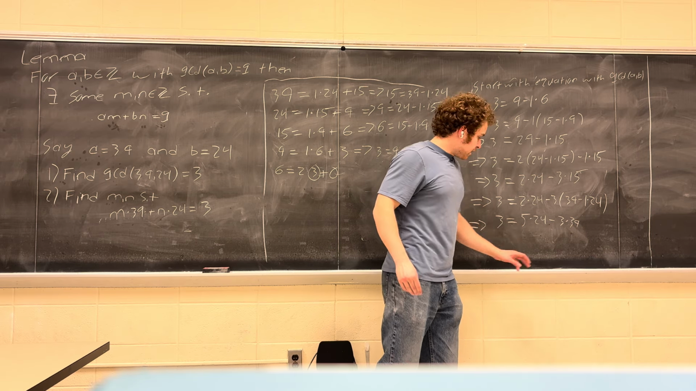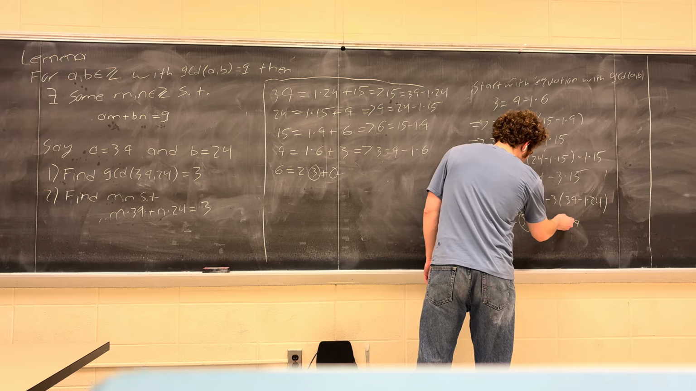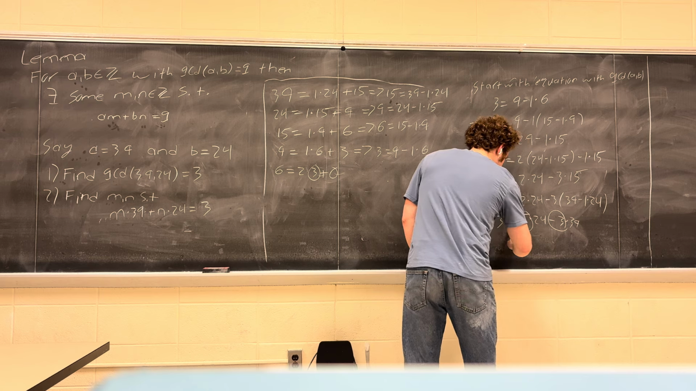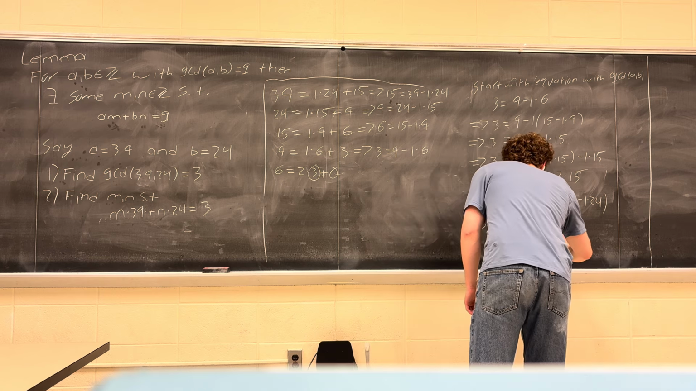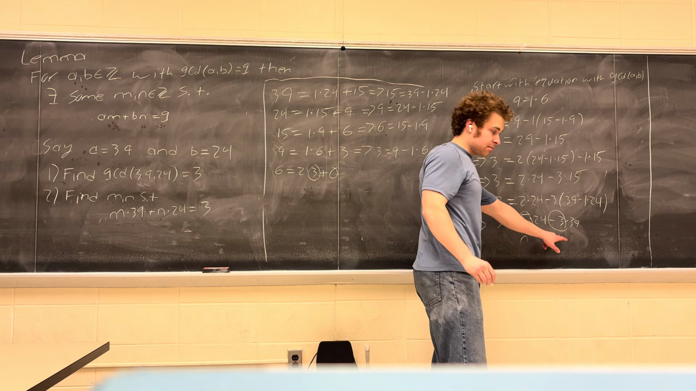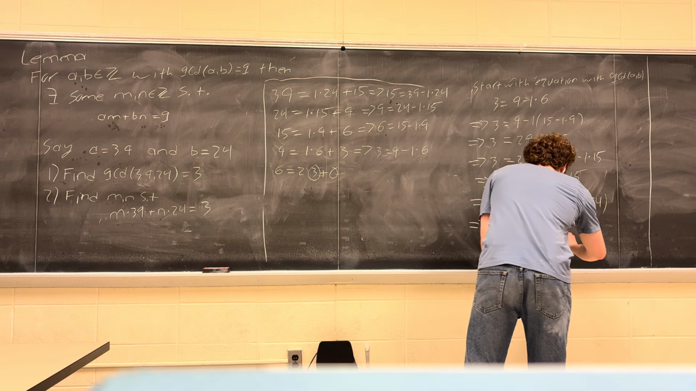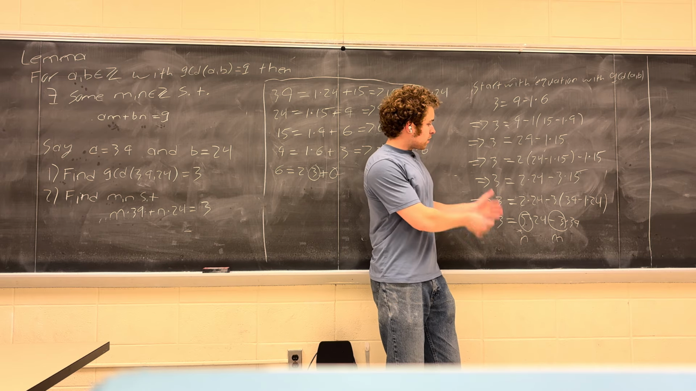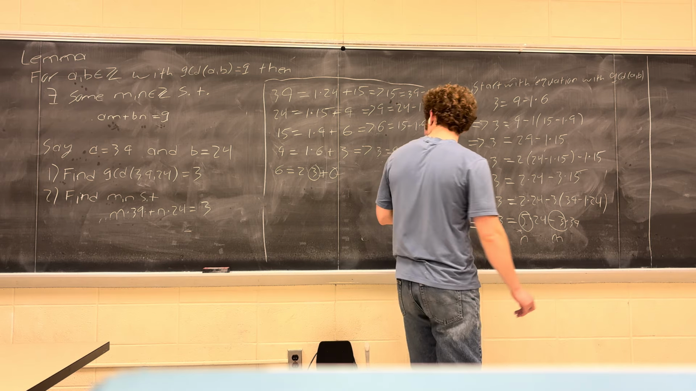So in this case, we have that 5 is equal to n, and negative 3 is equal to m. To check, you can just multiply 5 and 24. This is 120. Negative 3 times 39 is negative 117. 120 plus negative 117 is 3. So all of our work is correct.